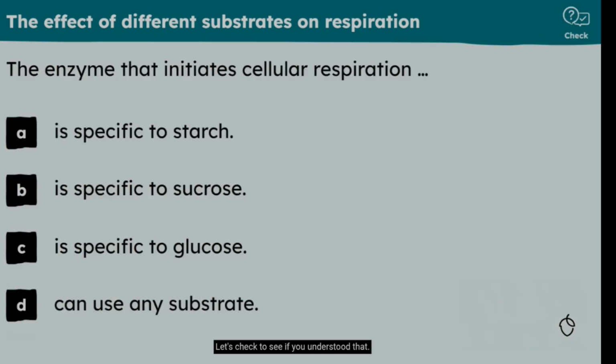Let's check to see if you understood that. The enzyme that initiates cellular respiration is A, specific to starch, B, specific to sucrose, C, specific to glucose, D, can use any substrate. Take 5 seconds, or if that's not enough time, click pause and click play when you're ready to see the answer. Okay, let's look at the answer. The answer is C. The enzyme that initiates cellular respiration is specific to glucose. Well done if you got that right.